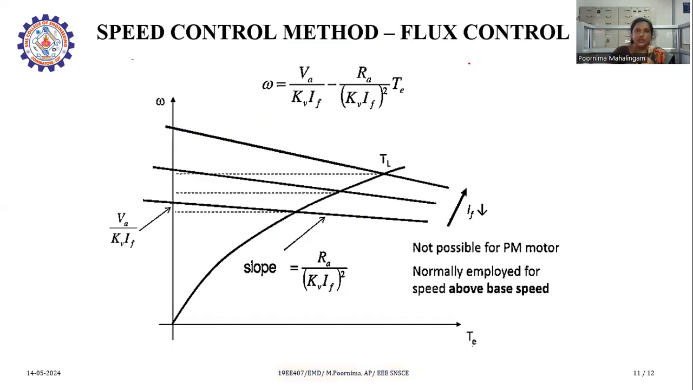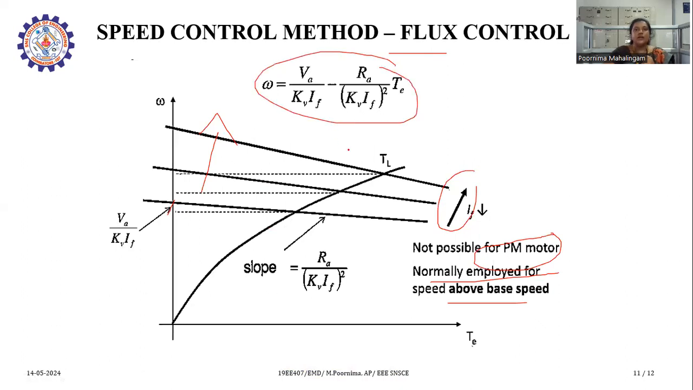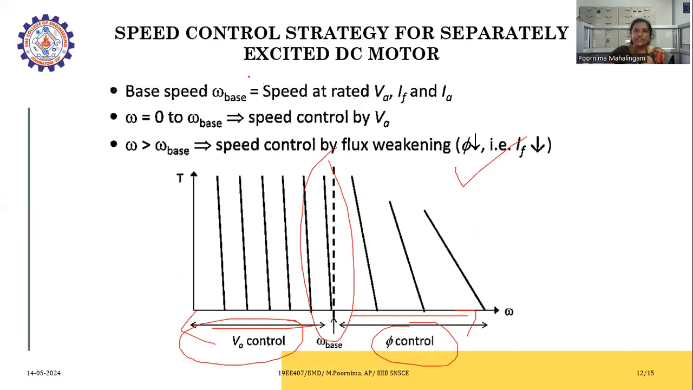Now coming to the last method, the flux control method. This method is not possible for a permanent magnet motor, and it is normally employed for speeds above the base speed. Here we can see this is the base speed. For speeds above the base speed, the flux control method is possible. We can see the equations here. For the separately excited motor, the base speed corresponds to the rated VA, IF, and IA. Here the base speed is fixed.